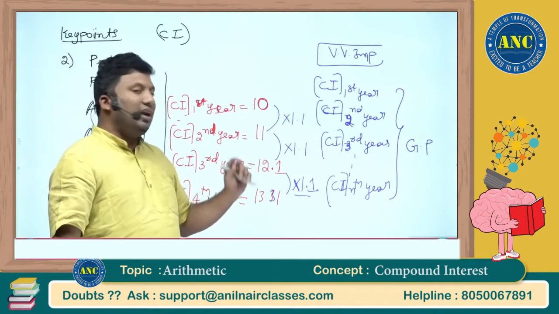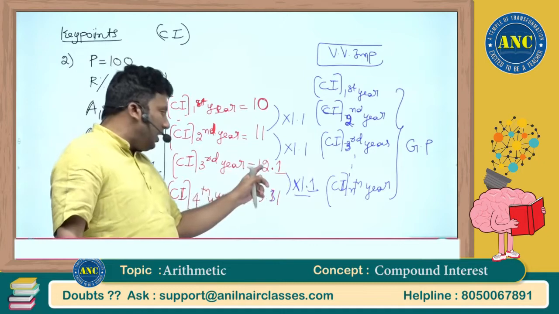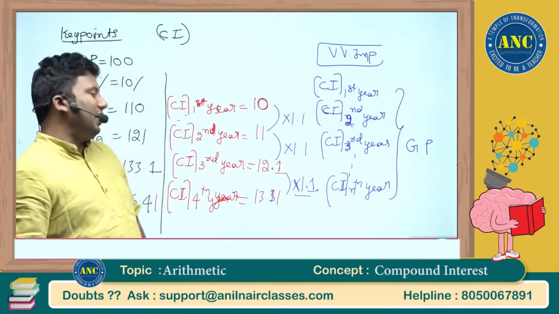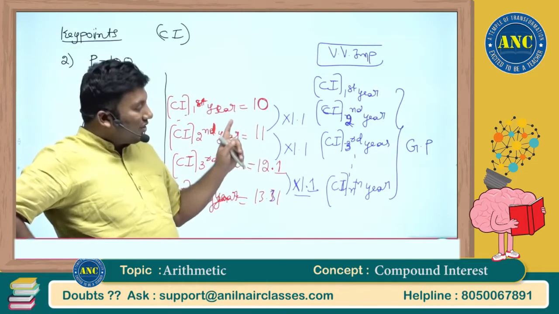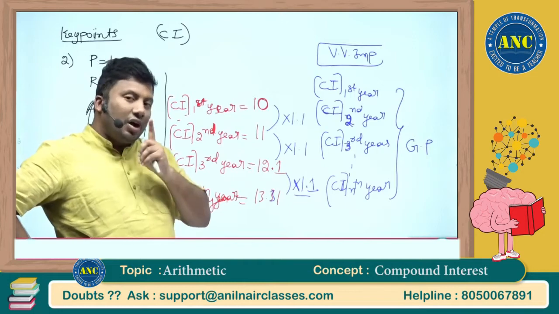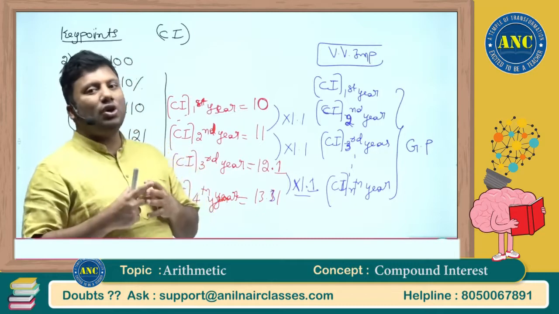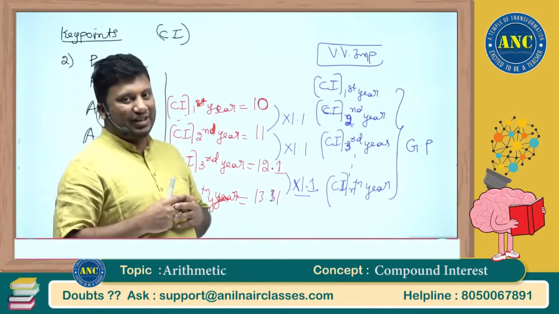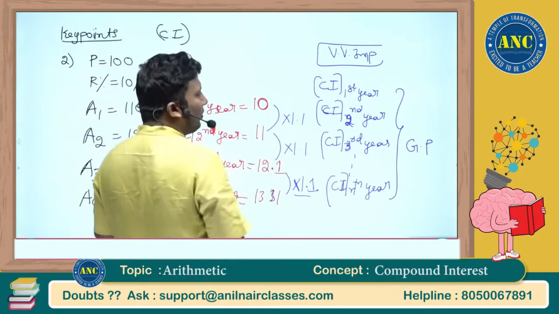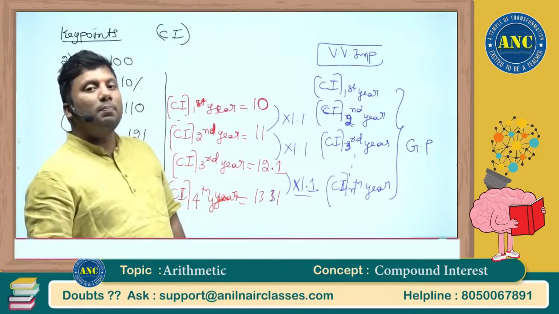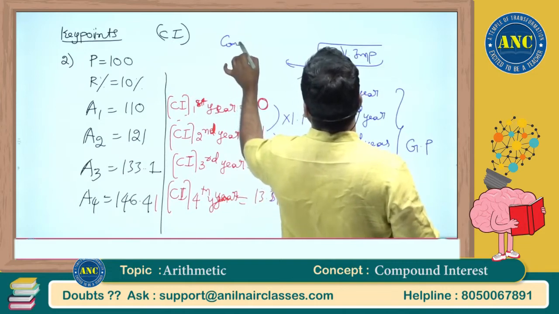10 multiplied by 1.1 is 11. 11 multiplied by 1.1 is 12.1. Similarly, multiplied by another 1.1 it is 13.31. CI for the first year, second year, third year, nth year are also in geometric progression. If the series is in geometric progression, then the ratio between consecutive terms will be constant. So what is the ratio? 1.1. What is 1.1? It is 1 plus 10 percent.